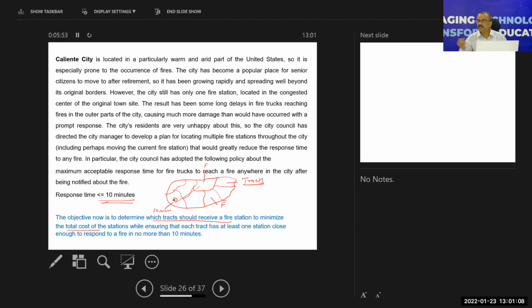So the objective is to determine which tract will receive a fire station to minimize the total cost, because for locating the fire station, you will incur a cost. And depending on the availability of the land and the availability of the resources, each fire station will involve a different cost. So the objective is to minimize the cost, but at the same time, it should serve the purpose of covering this entire set with the number of fire stations that you will create based on this particular requirement. Okay, so we will look at this.